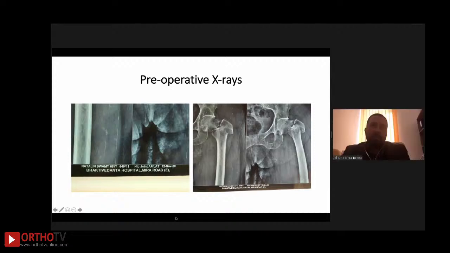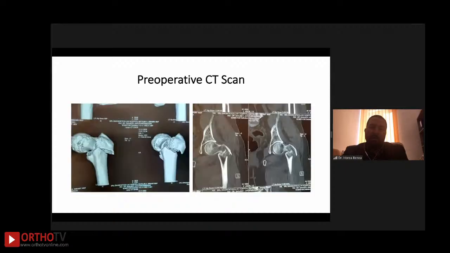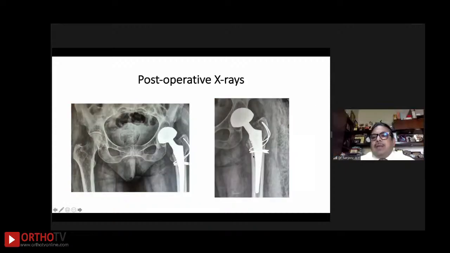Dr. Sanjeev, I would like also to ask, why didn't you use a longer stem, like a revision stem? Yeah, this was a very well fitting stem. If you see the length of the stem, which is fitting here, was quite good, even on the trial, so we did not use it. Otherwise, we had also kept the option of using a longer stem as well.